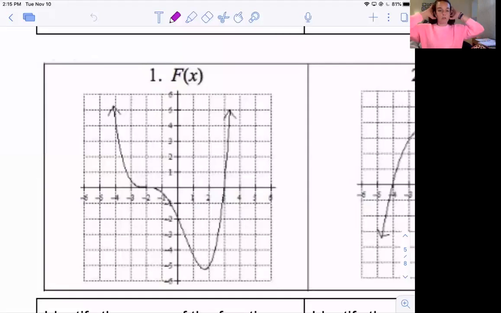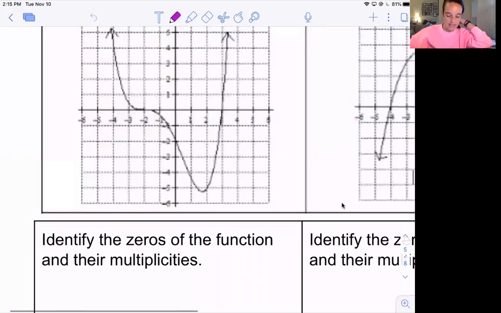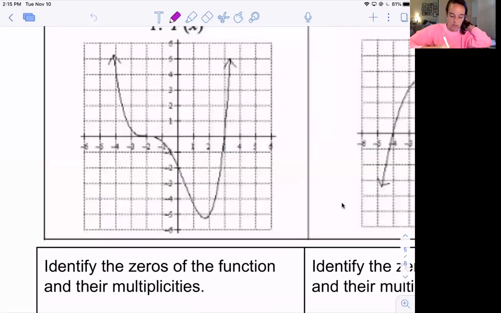Start this. So this is f of x, and the first question asks, identify the zeros of the function and their multiplicities. So we learned this on Thursday. Can somebody tell me, you can chat it or you can come off mute, either way. Somebody tell me what at least one of the zeros is. What's one of the zeros?